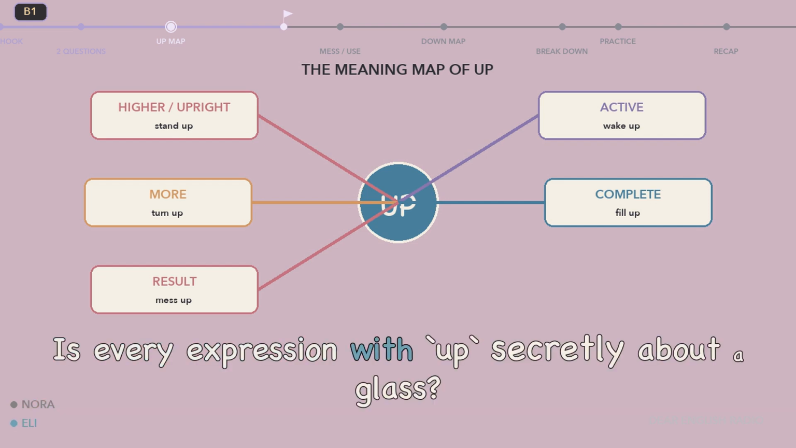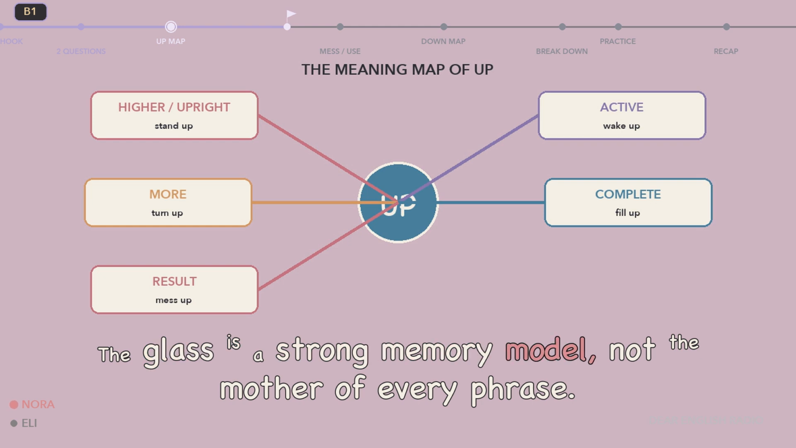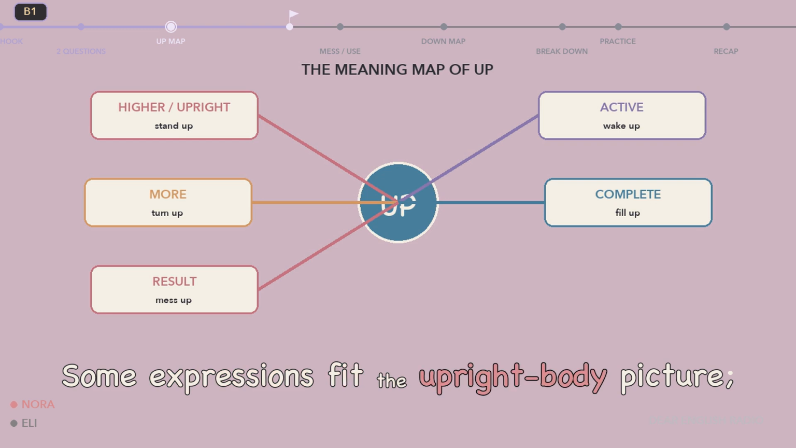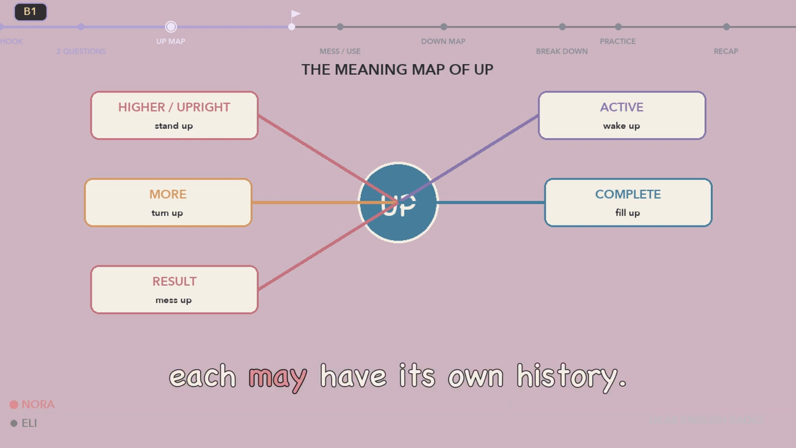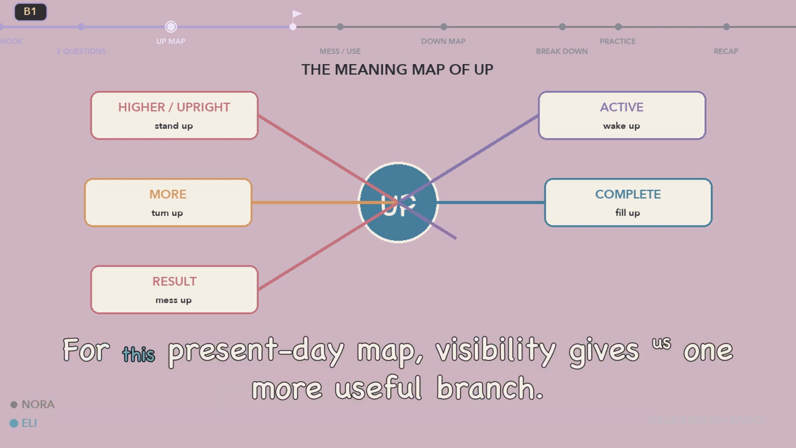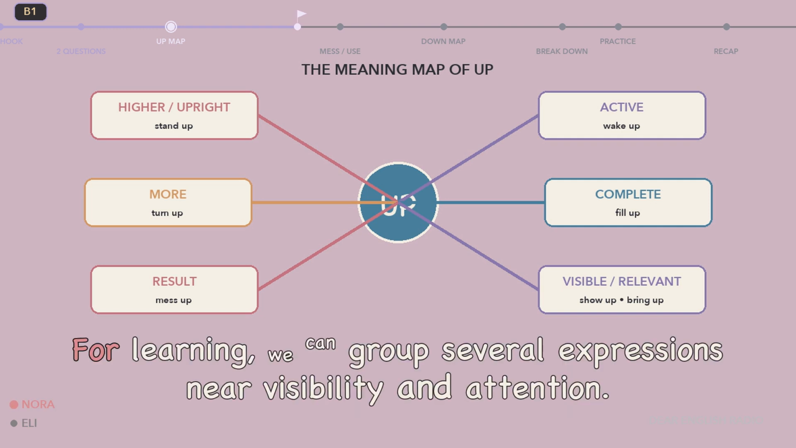Is every expression with up secretly about a glass? No, the glass is a strong memory model, not the mother of every phrase. Some expressions fit the upright body picture, others fit visibility or attention. Each may have its own history. For this present-day map, visibility gives us one more useful branch. Lift an object toward eye level, and it becomes easier to see and reach. For learning, we can group several expressions near visibility and attention.